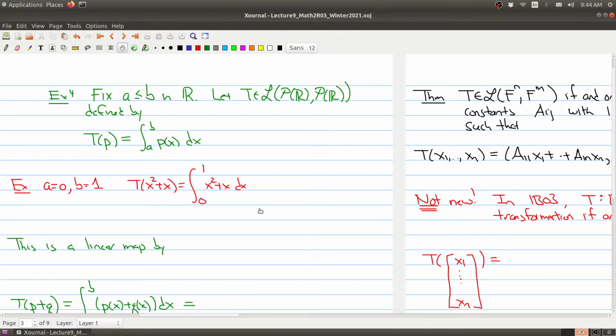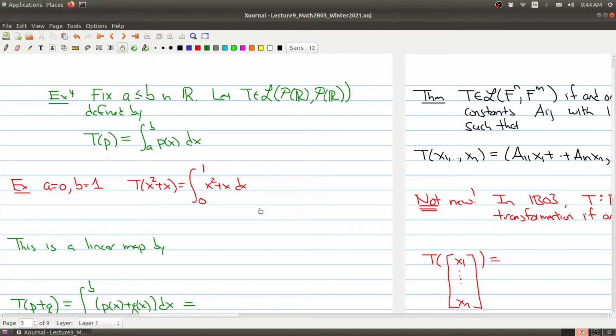So welcome to part 2 of lecture 9 for Math 2R03. In my last part, we were talking about examples of linear maps, and we saw an example coming from calculus. And I want to show you another example coming from calculus.